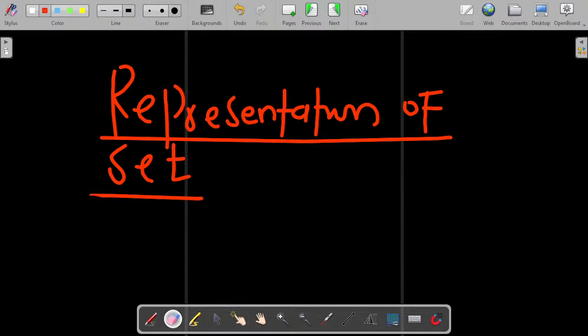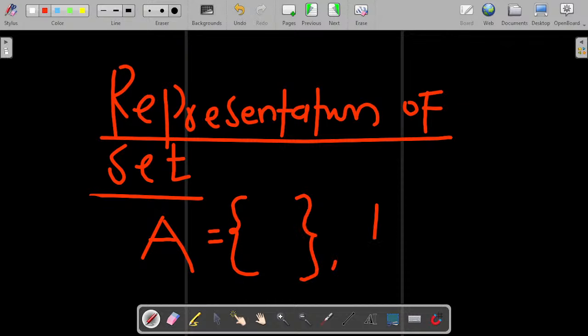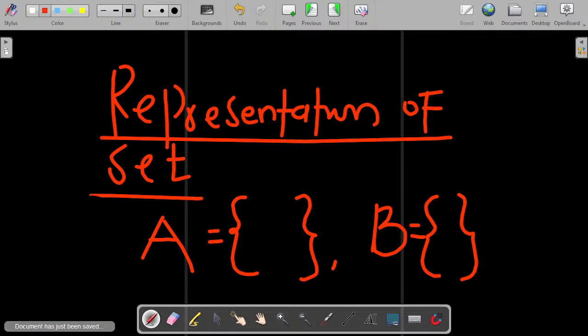For instance, you can have set A, then you put the set of items. Then you can also have set B, and you put the items under set B. So sets are usually denoted in capital letters. If they want to give you any set, that set will be represented in capital letters. They do not give you the set of things that is there, but the set itself is represented in a capital letter.